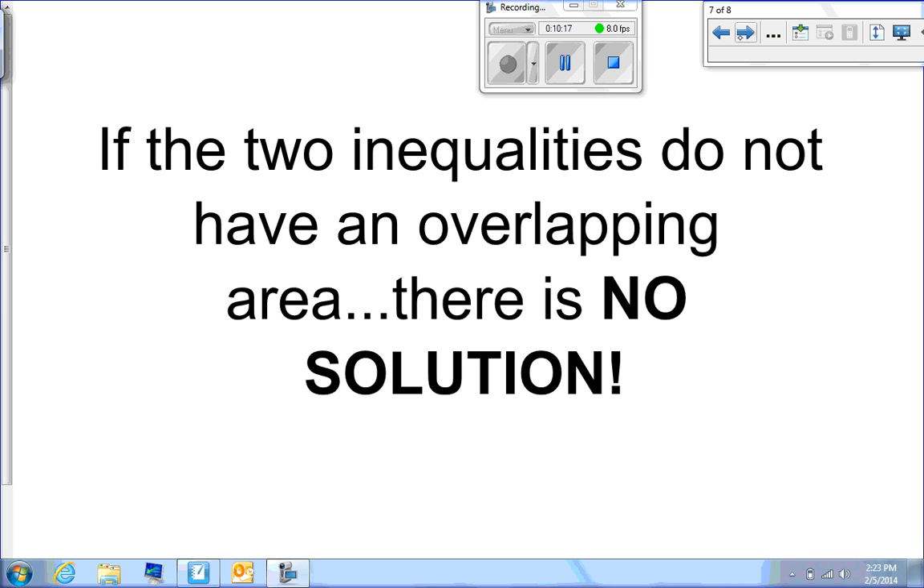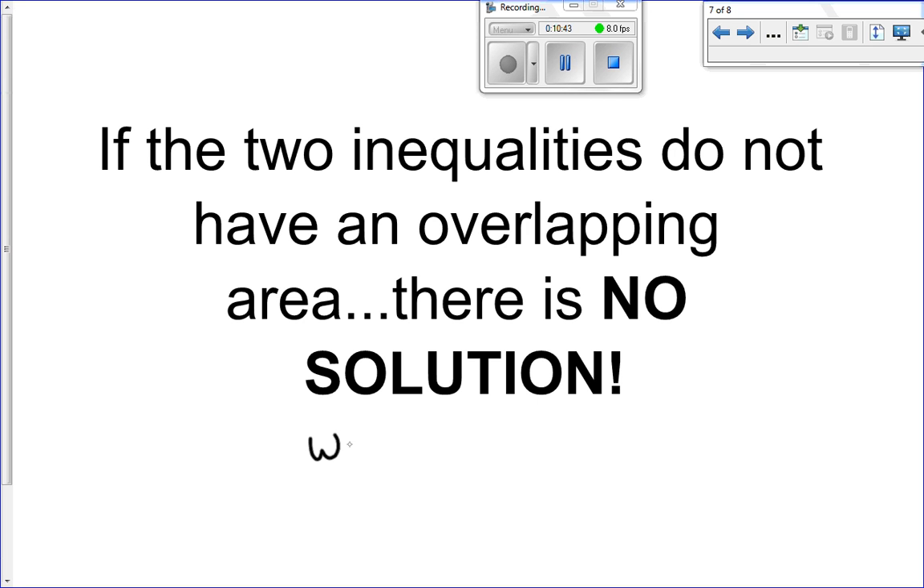Alright, and so the last thing I want you guys to write down before answering the quiz question is that if two inequalities do not have an overlapping area, there is no solution. So what I want you guys to think about is, when would you graph two lines where their inequality has no solution? That's your question for tonight. I want you to think, when does this happen?